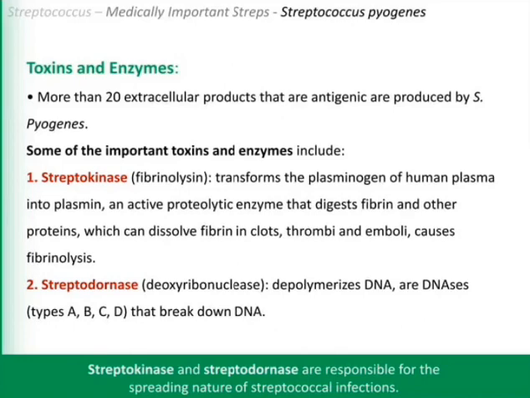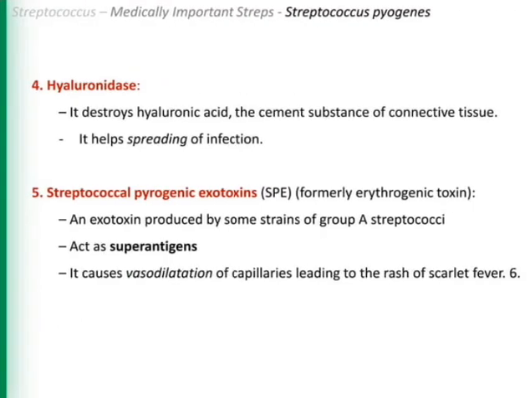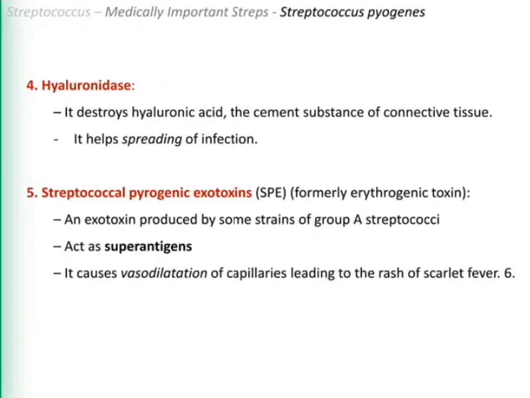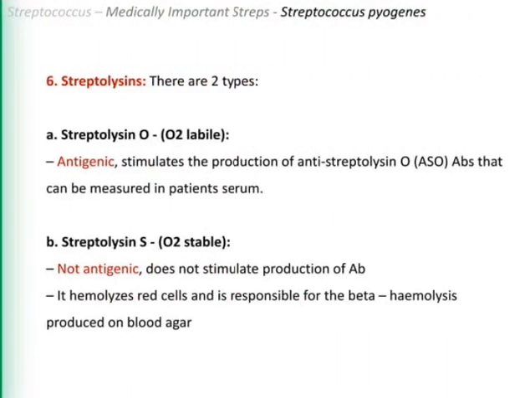Streptococcal deoxyribonuclease depolymerizes the DNA. They are the DNases type A, B, C, D that break down the DNA. Hyaluronidase destroys the hyaluronic acid, the cement substance of the connective tissue. It helps spreading of infection. Streptococcal pyrogenic exotoxin, formerly erythrogenic toxin, an exotoxin produced by some strains of group A streptococci, acts as a superantigen. It causes vasodilation of the capillaries, leading to the rash of scarlet fever.